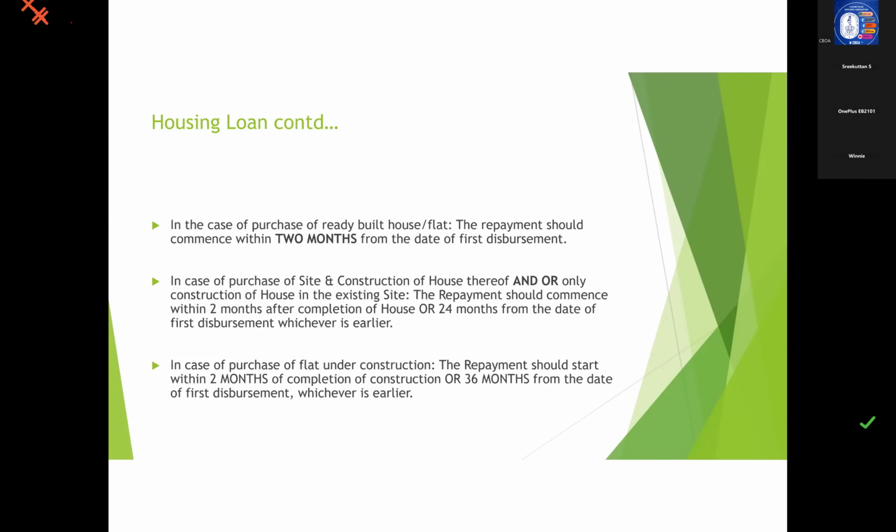Okay. And in the case of construction of an individual house, here they are getting 24 months for construction of the house. And in both cases, the repayment holiday, or the repayment, starts within 2 months. You should not confuse between these 2 months and 24 months. 2 months is for repayment holiday. That is, repayment should start from which date? From the completion of the house. And 24 and 36 is the construction period. Okay.